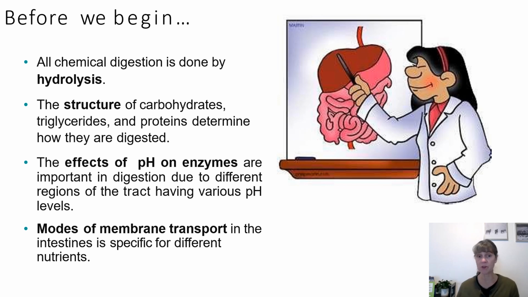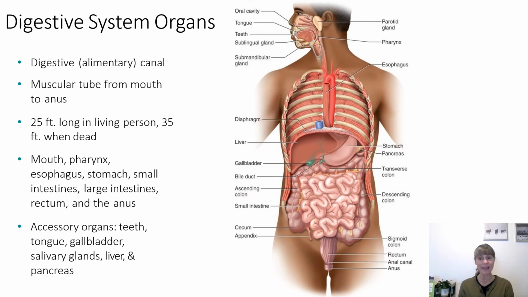We also need to remember that the effects of pH on enzymes is going to be important in digestion due to the fact that different regions of our gastrointestinal tract will have various levels of acidity or alkalinity, and that the modes of membrane transport in the intestines is going to be very specific for different nutrients. That being said, let's take a look at the organs in the digestive system.